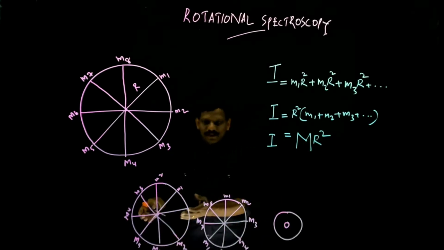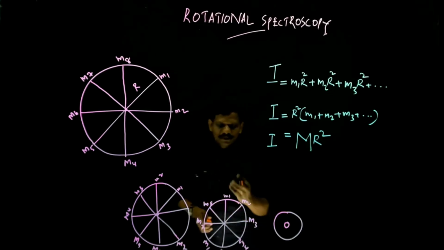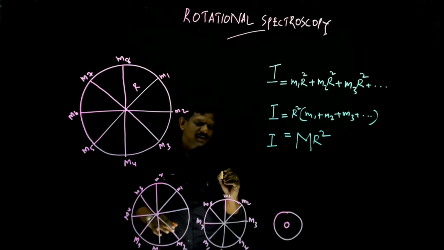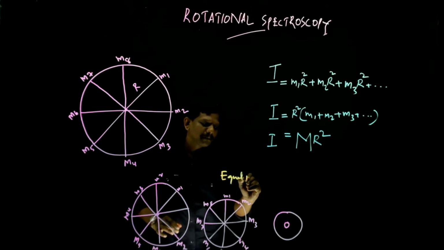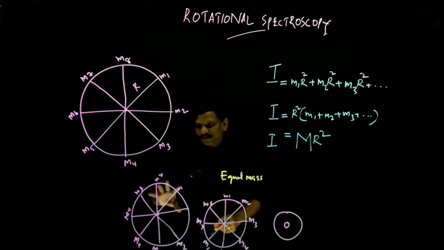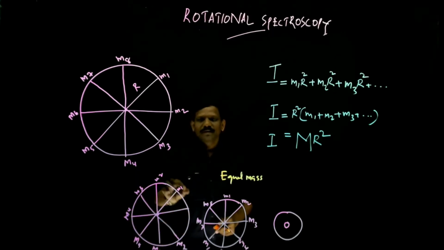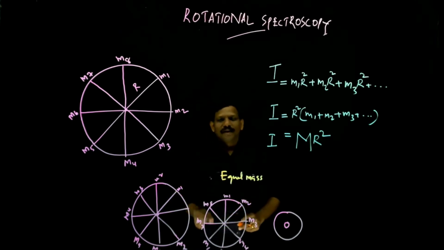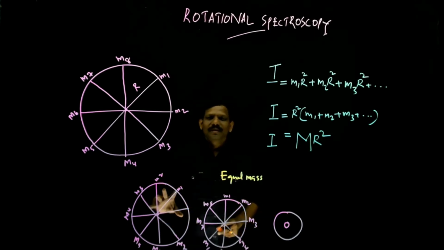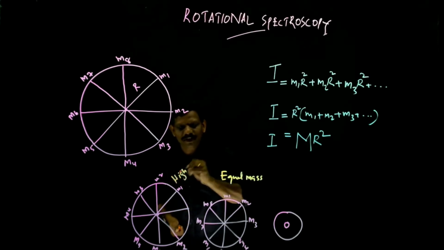Here you can see three types of wheels of equal mass. So all the three wheels have equal mass. What about the moment of inertia? What about the change in moment of inertia? In the first one, all the mass is distributed through the edge of the wheel, and this particular object has high moment of inertia.